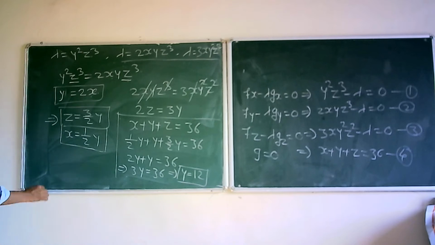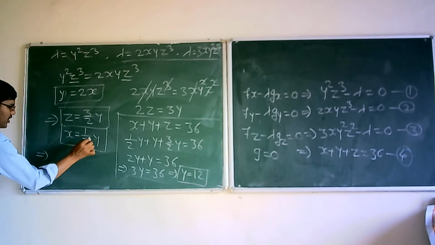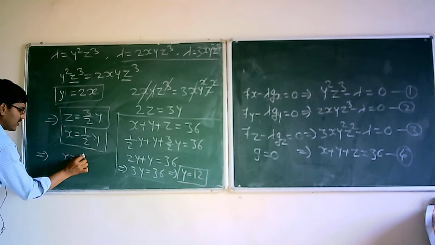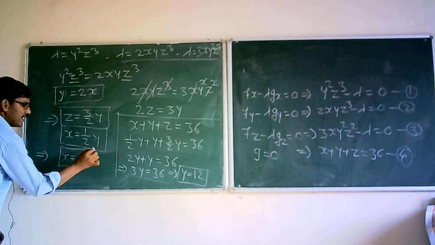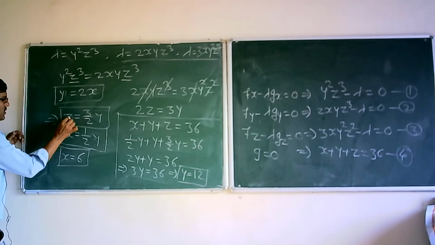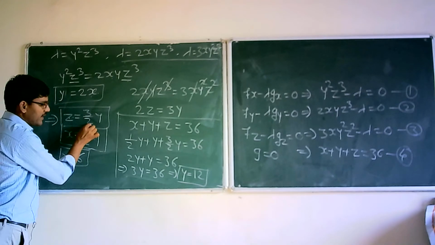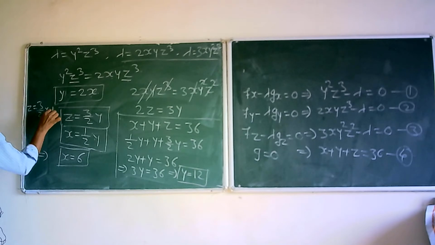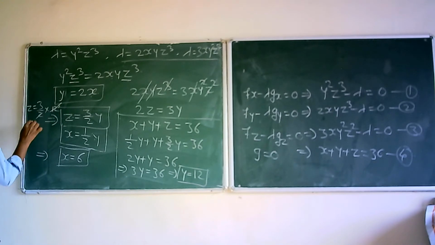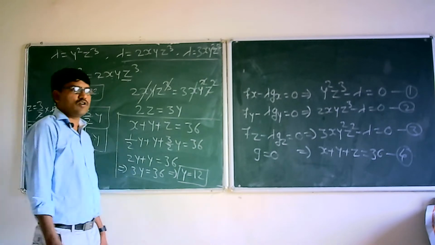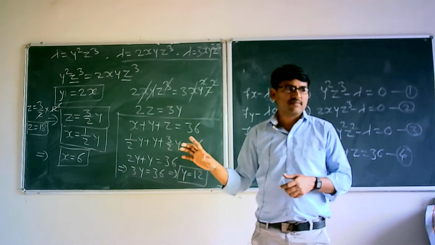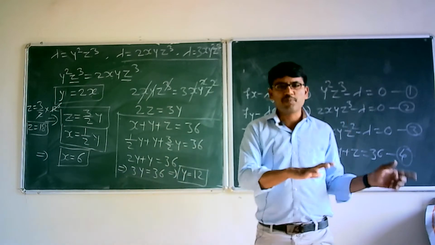Now y is equal to 12 implies, if you put here x is equal to 12 divided by 2, it is 6. X is equal to 6. And if you put here z is equal to 3 by 2 y, then z is equal to 3 by 2 into 12, that is 6 times 3, which is 18. Again we have obtained the same answer, x is equal to 6, y is equal to 12 and z is equal to 18. But this method is more simple as compared to the previous method.